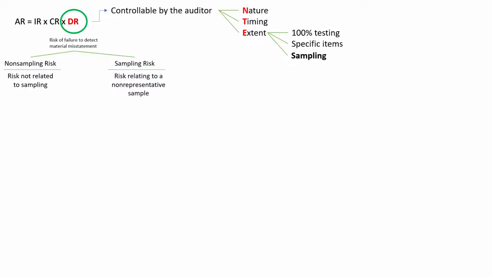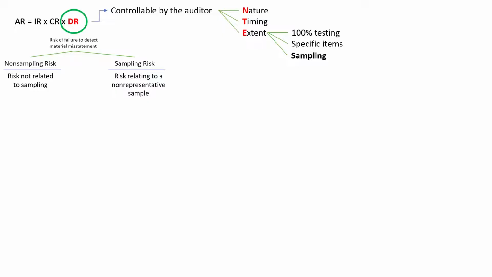Now, if you want to eliminate sampling risk, all you have to do is to not perform sampling. If you want to eliminate sampling risk altogether, then test the entire population. Because when you test the entire population, there is no sampling risk because there's no sample to begin with. So you may eliminate sampling risk by testing 100% of the population. Another way to manage sampling risk is by choosing the right sample selection techniques as well as the right analysis for your sample. Okay, so that is sampling risk.